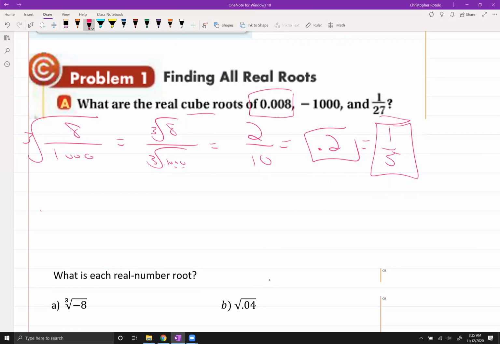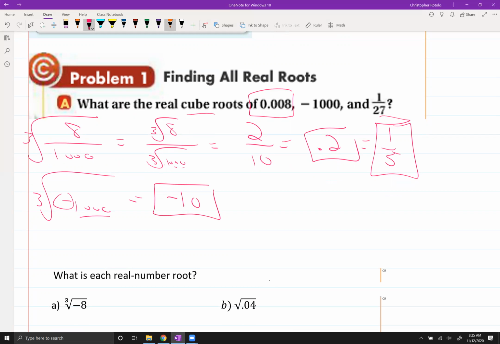Now here's the deal. We're dealing with a cube root, so negative 1,000. That's okay. What we're going to do is say we have negative 1 three times, so it becomes negative. And for the 1,000, we just realized that the cube root of 1,000 is 10. So we get negative 10 for our second problem.